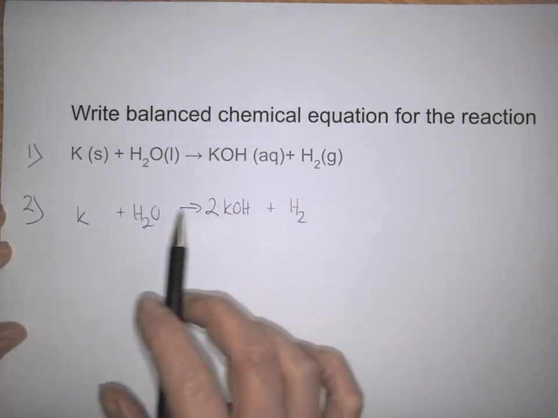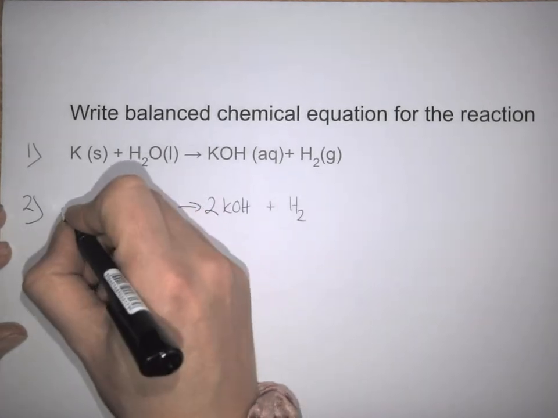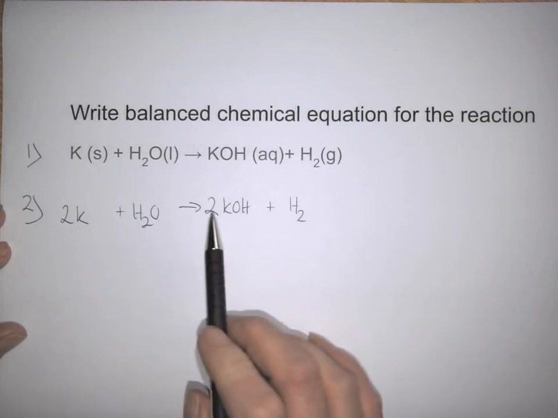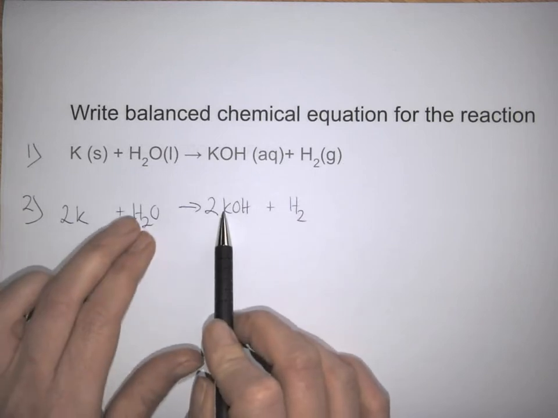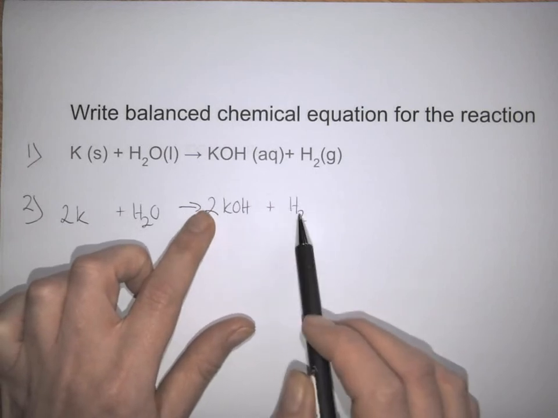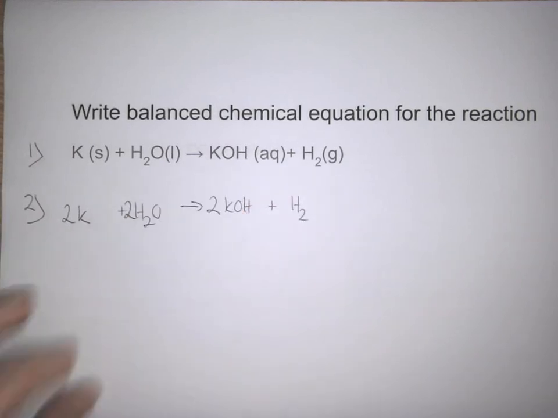And you can see that in that case we need a 2 also here to balance it. Now we have 2 potassium here, 2 here. We have 2 hydrogen here, we have 2 plus 2, we have 4 here, so we need to balance it with a 2 here also.